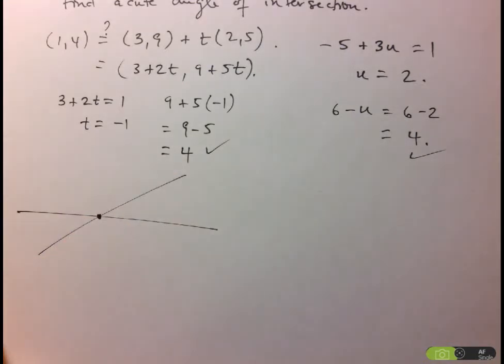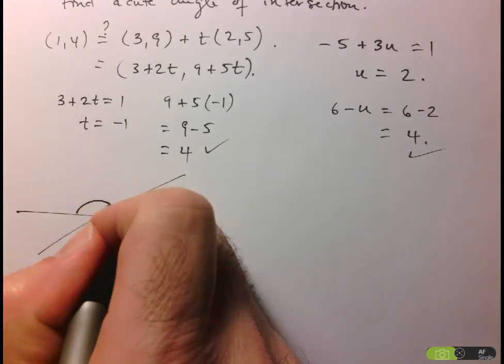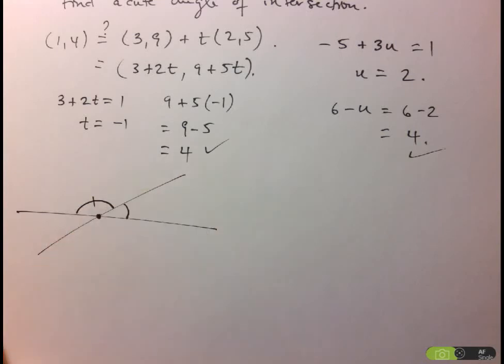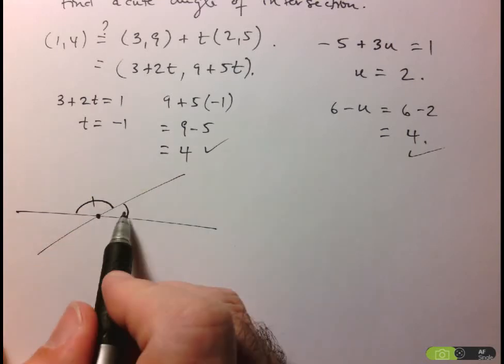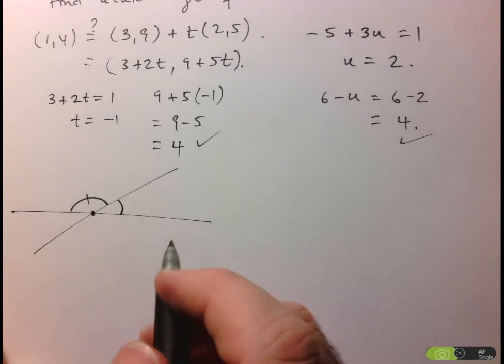Okay, so I've got these two lines, they intersect at a point, and there's two angles that are made, this one here and that one here. Okay, to distinguish between the two, we're looking for the acute version. So let's figure out how we're going to do this.